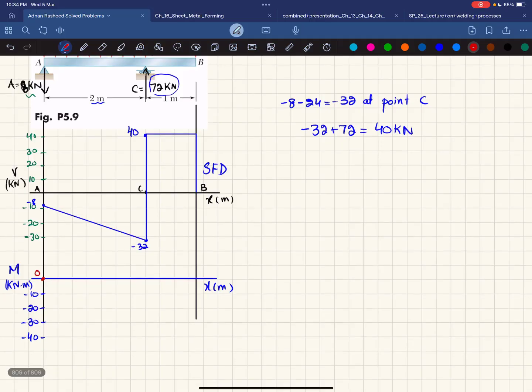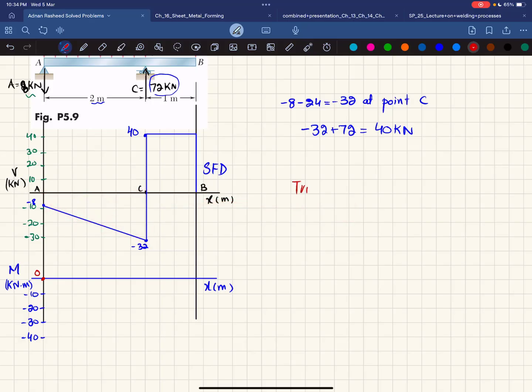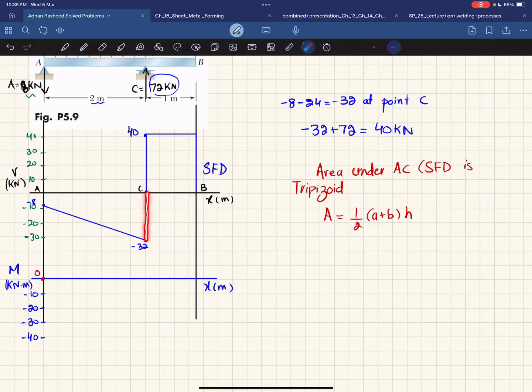And as we know, the area under the shear force diagram will give you the bending moment, and this is the area. And you can see this is a trapezoid. The area under AC in the shear force diagram is a trapezoid, and the area of a trapezoid is equal to 1 over 2 (A plus B) into H, where A and B are parallel sides. So you can see these two are parallel sides.